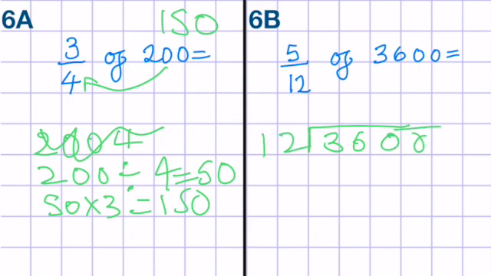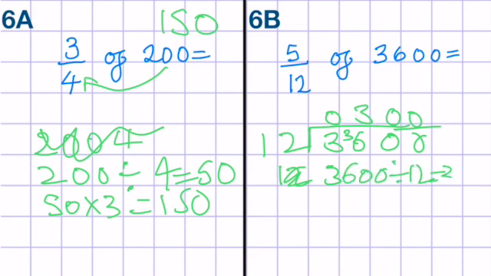So 12 goes into 3 0 times, carry the 3. 12 goes into 36 3 times, 0, 0. So the answer is 300. So 3,600 divided by 12 equals 300.